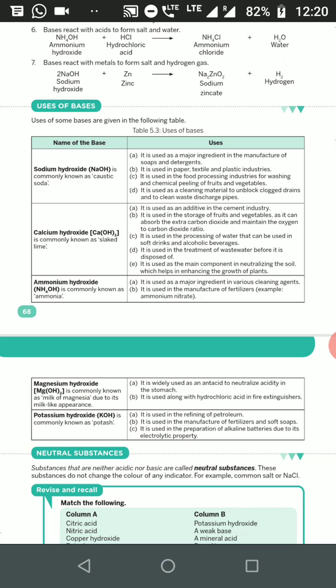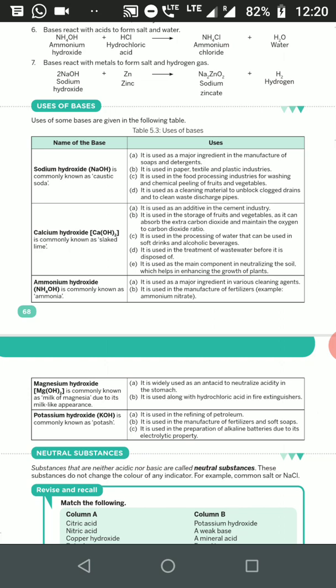Next, potassium hydroxide, it is also known as potash. It is used in the refining of petroleum. It is used in the manufacturing of fertilizers and soap, soft soap. It is used in the preparation of alkaline batteries due to its electrolytic property.